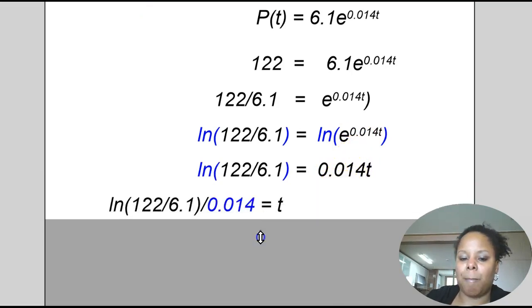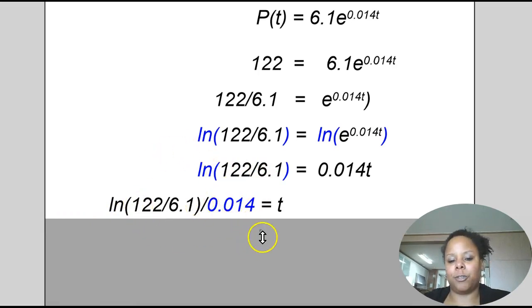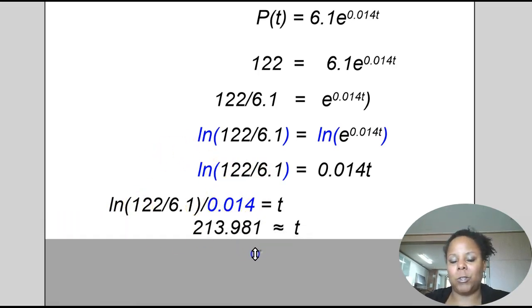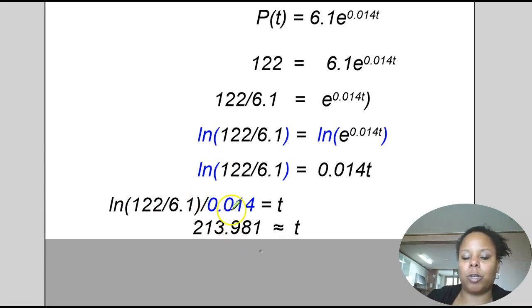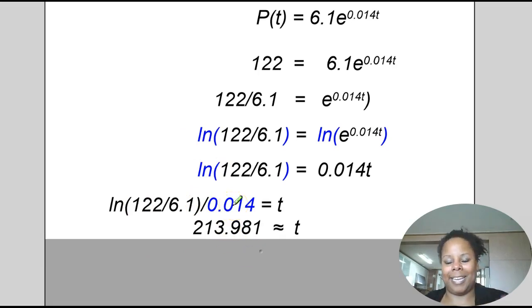When we do our math, this is what we're going to put into the calculator: natural log of 122 divided by 6.1, and then divide that answer by 0.014. The answer you get will be around 213.981 years, which rounds up to 214 for total years. So there are two ways you can solve this problem, but this way is using algebra. The other way was using the graphing calculator.